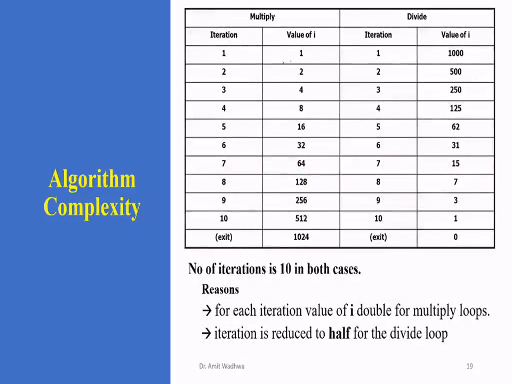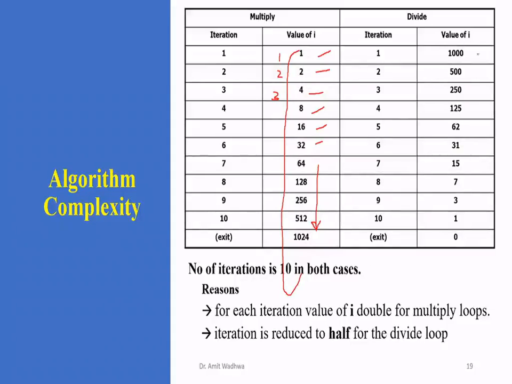So in case of multiplication, the value of I is 1, then it will be 2, then 4, then 8, then 16, 32, and so on. As you can see, it is not incrementing at a constant pace. Earlier we were incrementing like initially the value of I is 1, then 2, then 3, then 4, but now we are incrementing in logarithmic terms. So that is the meaning of log. So this is all logarithmic terms.